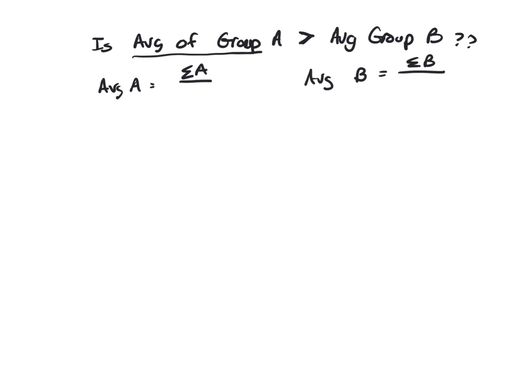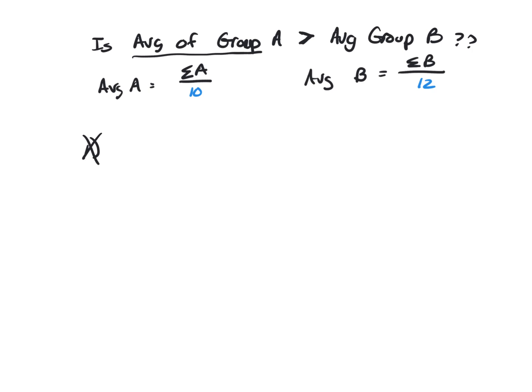So let's look at clue 1. Clue 1 says, of the students who took the test, 10 were in group A and 12 were in group B. Okay, so we know this formula here and this formula here, and we have too many unknowns. We can't determine what the average of A and the average of B are because we don't have the sum of A and the sum of B. So clue 1 does not work.